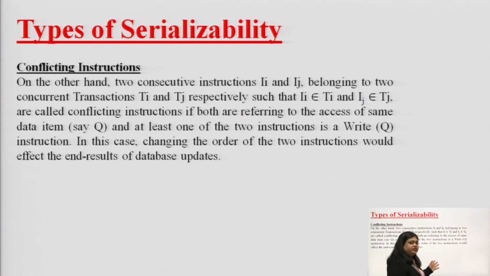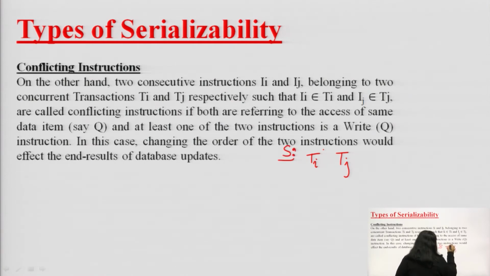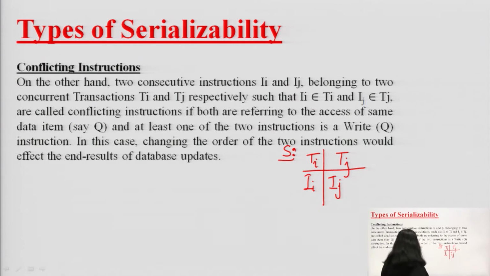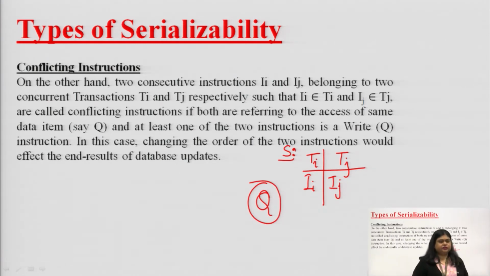Now, just the reverse. Once we have gone through non-conflicting instructions, we need to know what conflicting instructions are as well. Now, what are conflicting instructions? Again the same example: Ti and Tj, which belong to a schedule S, and there are instructions Ii and Ij, and there is a data item, let us say Q.